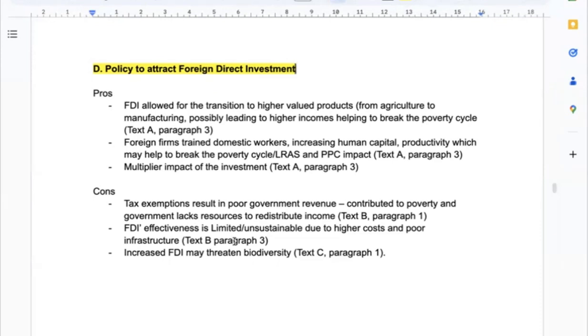About the cons, generous tax exemptions given to the foreign firms resulted in poor government revenue, and it worsened the poverty, and government lacks resources to redistribute income. Also, FDI's effectiveness is limited and not very sustainable because the costs are increasing, and poor infrastructure of the country makes the effectiveness decreasing. And the increased FDI and following development projects may threaten the state of biodiversity in the country.